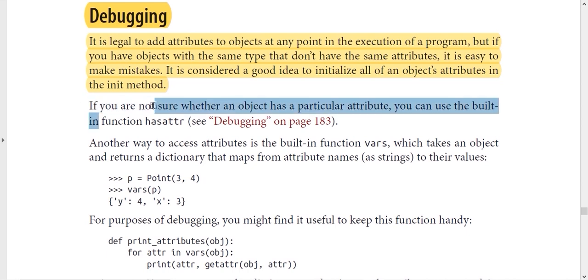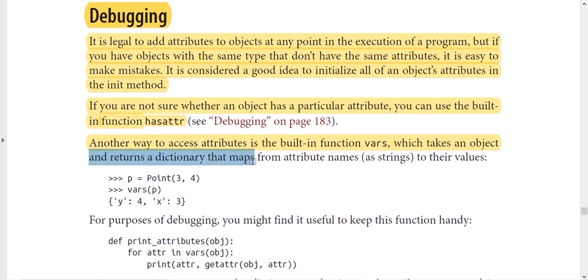But if you are not sure whether an object has a particular attribute, you can use the built-in function called hasattr, as I have shown you in my earlier topics. Another way to access attributes is the built-in function vars, which takes an object and returns a dictionary that maps from attribute names as strings to their values.